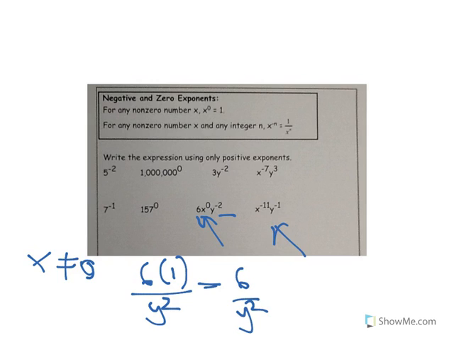This one here, well, we've got negatives and negatives, so it's just going to be 1 over x to the 11th power times y to the first power, or we could just say x to the 11th power and y under 1.